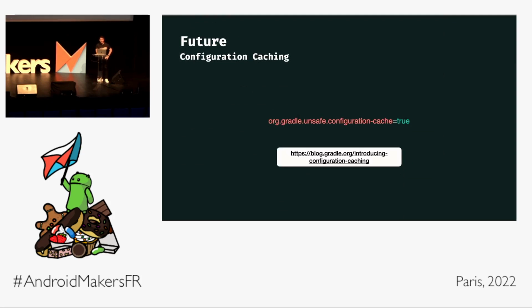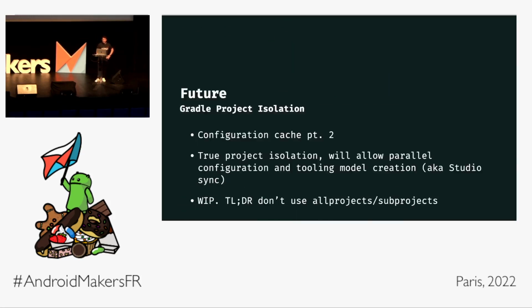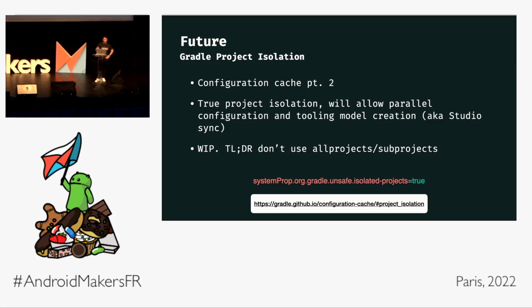Configuration caching, I know I mentioned this before, but it's technically still in preview, so I should mention here that it will be rough around the edges, but it's almost close to being default, I think. And it's important to mention because there is a part 2 to configuration caching called project isolation that is coming down the pipeline. And this is for caching basically the loading of individual build files. I don't really know too much of the details on it, but the eventual goal of this is that it'll allow parallel configuration and tooling model creation, which means parallel Android Studio Sync, which I think is hopefully the exciting buzzword to throw in there.